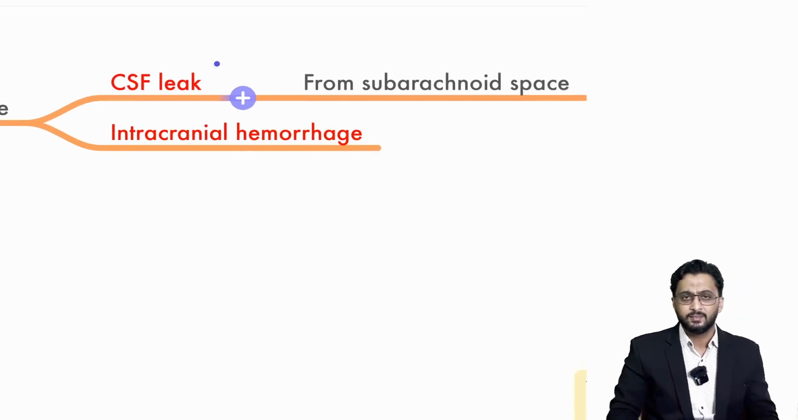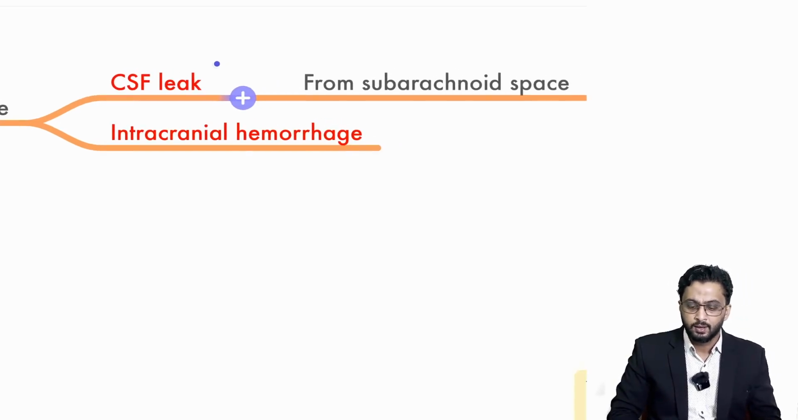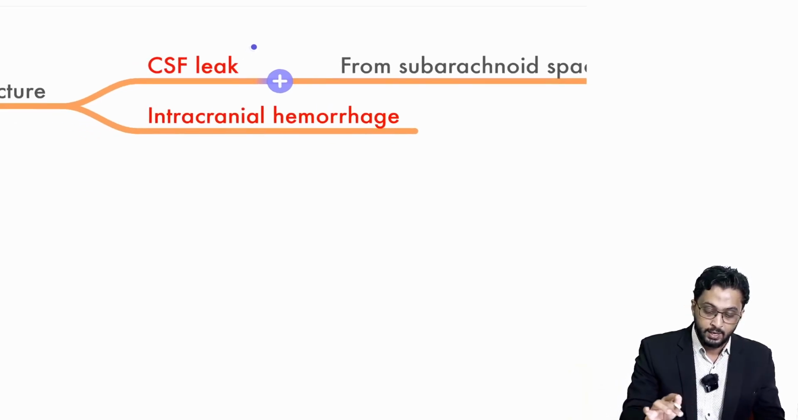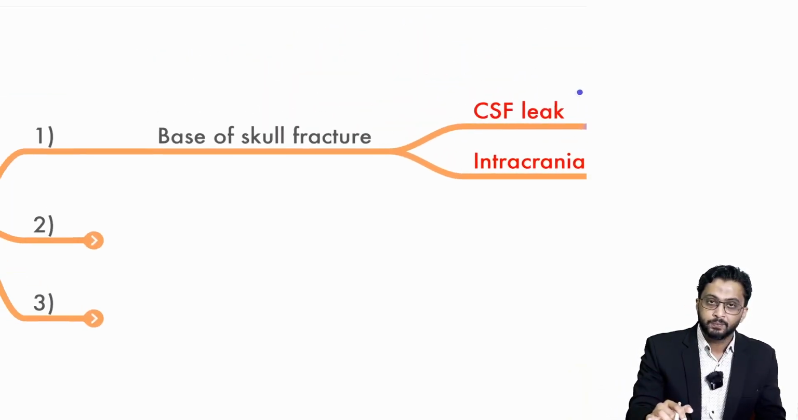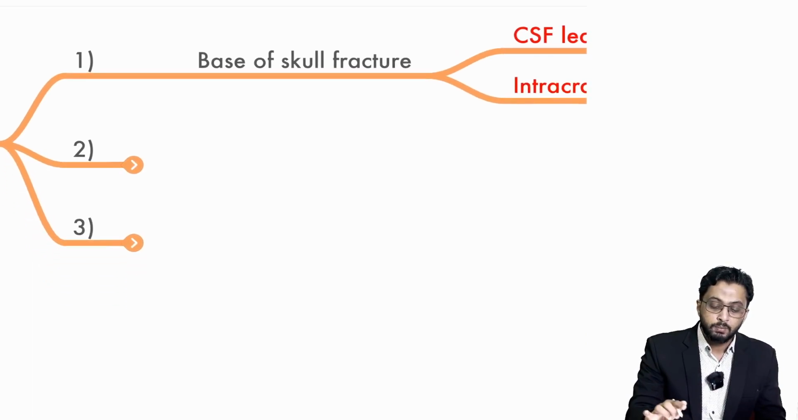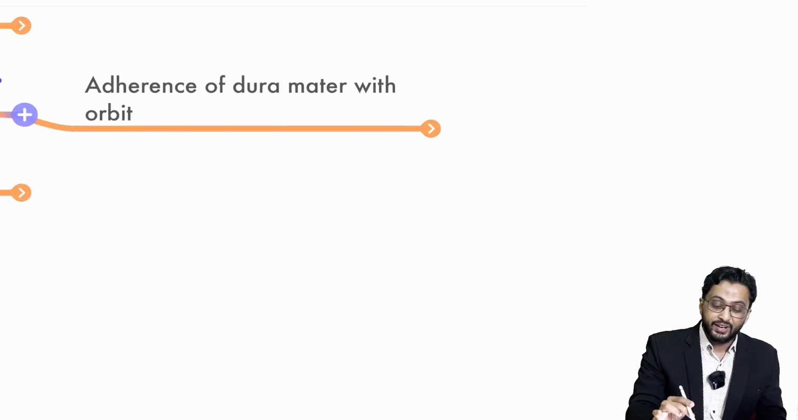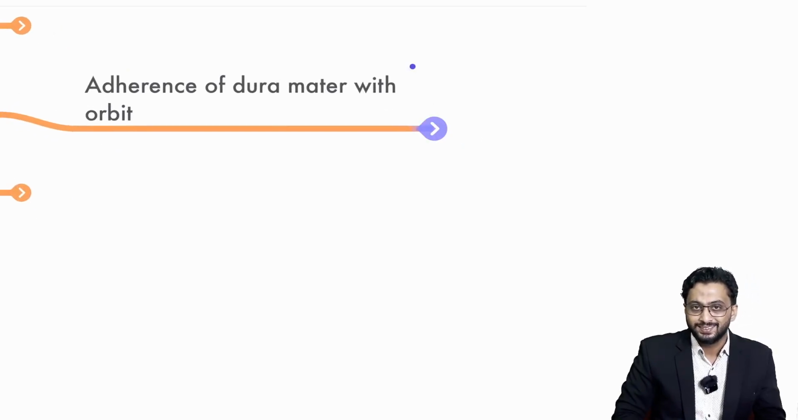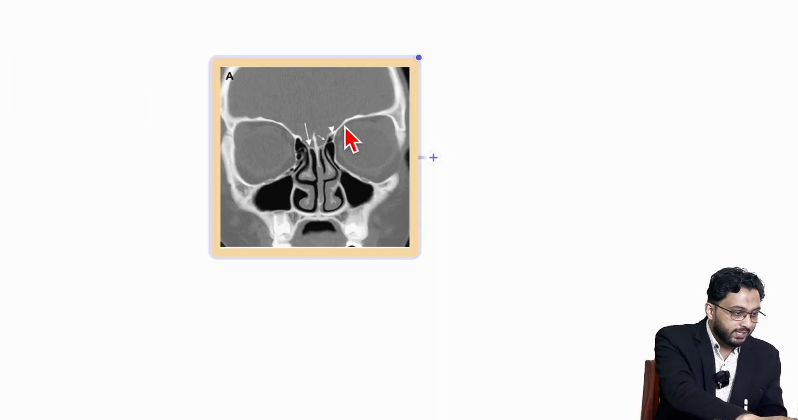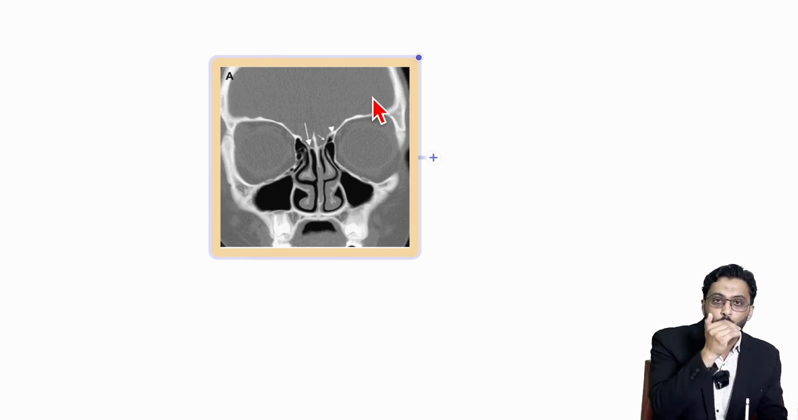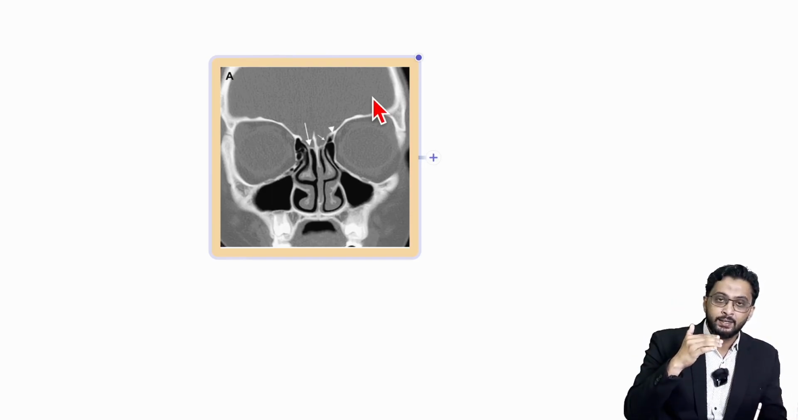Now you know where CSF is present, from anatomy: the subarachnoid space. Where is it? The subarachnoid space is between the arachnoid and pia mater. We have discussed this in anatomy. So there is a CSF leak. Now, more importantly, you have to keep this very much in mind: there is adherence of dura mater with the orbit. Coming back to the same picture, this is the orbit. I told you there is a dura mater here, on the inner part of the skull. So now, when there is no roof, the dura mater above and the contents of the orbit adhere.